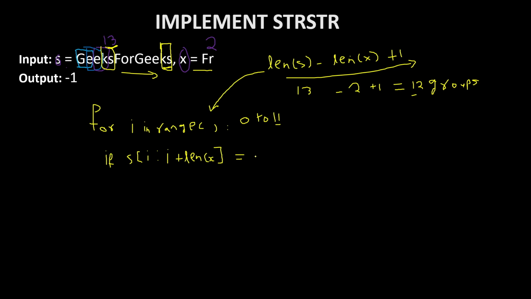Then we have to compare that with the X string. After comparing, if this is true, we immediately return the index value here, right? That will be i, the starting index value wherever the comparison starts. We return that index. If even after looping through we didn't find the element, then we return -1. So this is the logic behind the question.